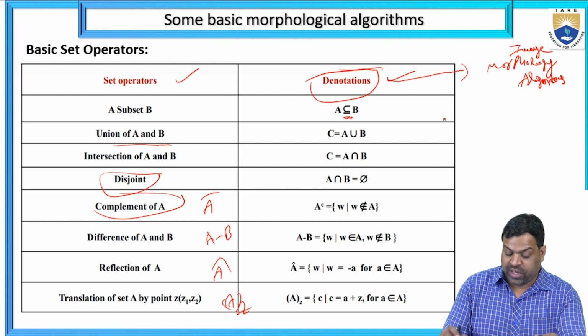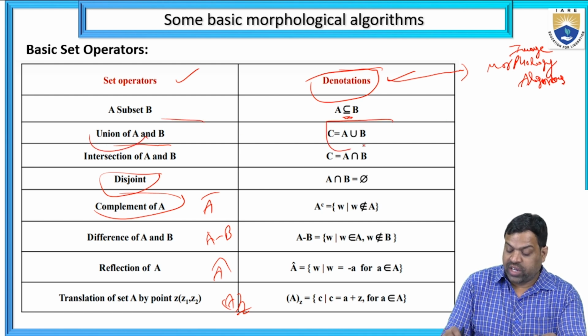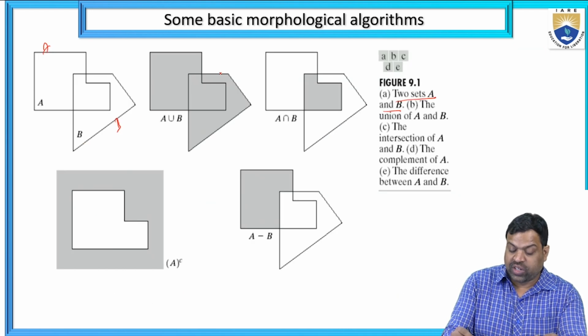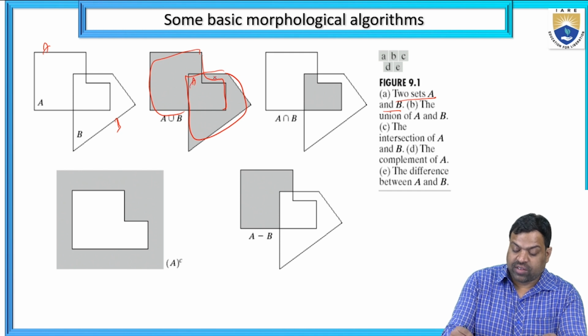So what is the union of A and B? A union B. Symbolically we show it as A union B. In the union, it is A and it is B, so A and B are both included.